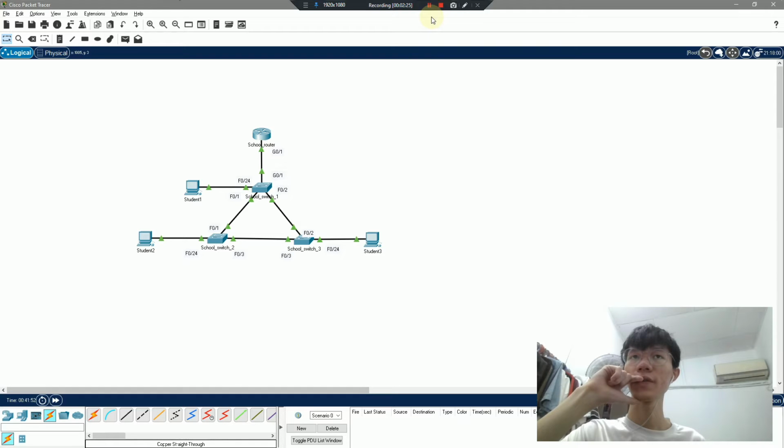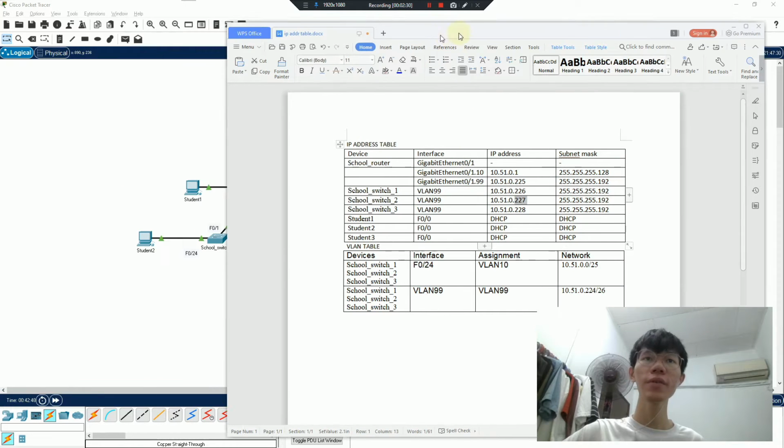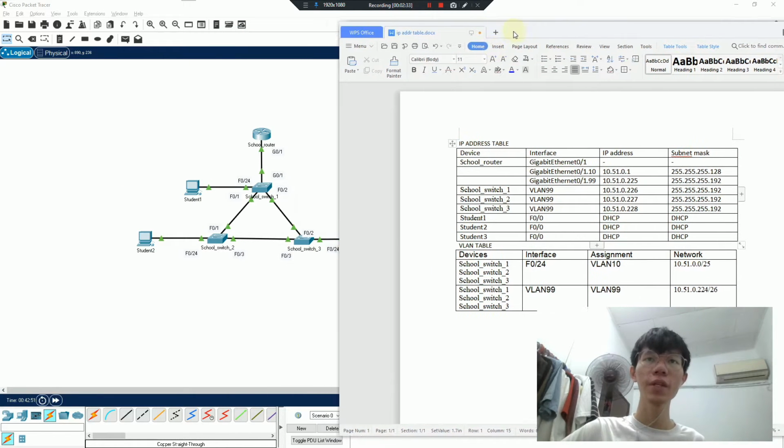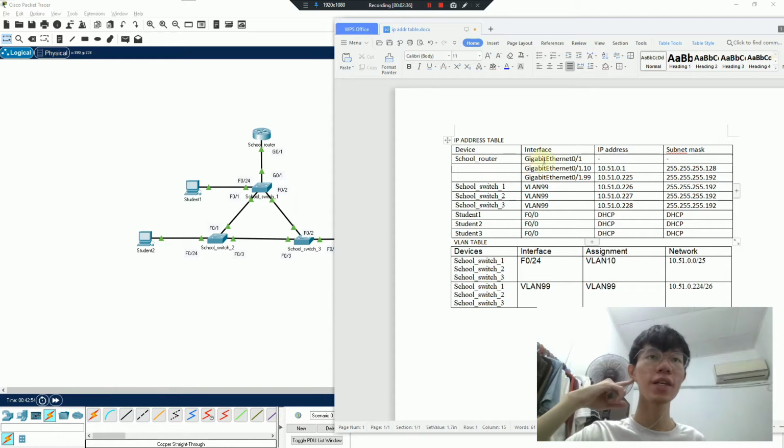Next is the IP address table. This is my IP address table, in which the school router will turn the gigabit Ethernet 0/1 on, and we configure the gigabit Ethernet 0/1.10 for the VLAN 10, with the IP address 10.51.0.1, and the gigabit Ethernet 0/1.99 for the VLAN 99 is 10.51.0.225.